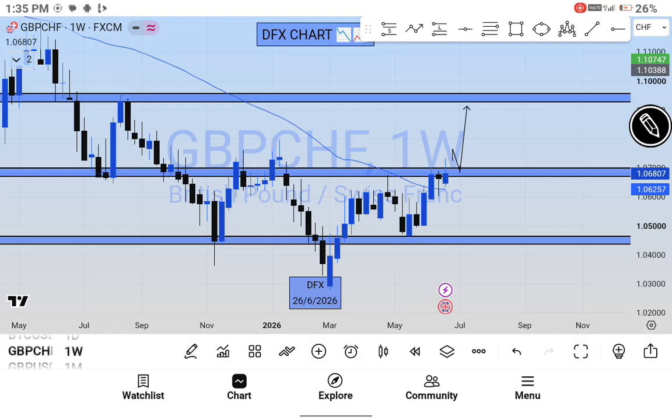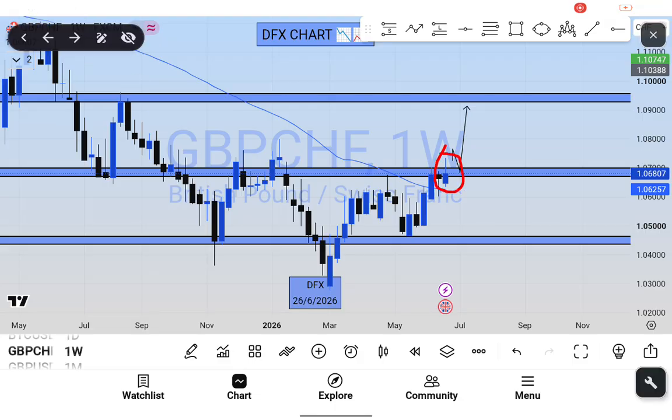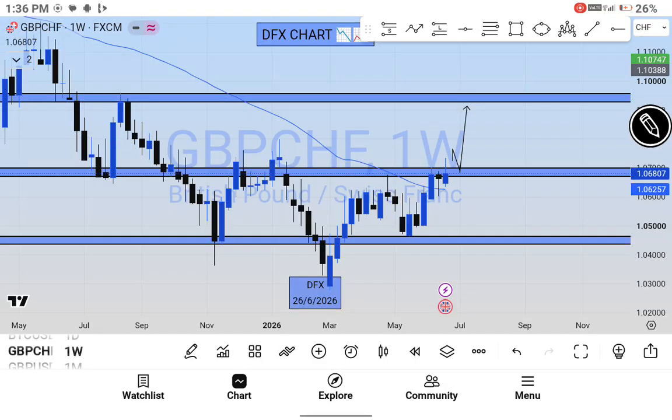On the weekly time frame, we can see that the last weekly candle closed like it's trying to form a bearish pin bar, but that's not enough of a bearish pin bar for me. So what should we do? We should be looking at two scenarios here, but I'm favoring the upside 80%, downside 20%.